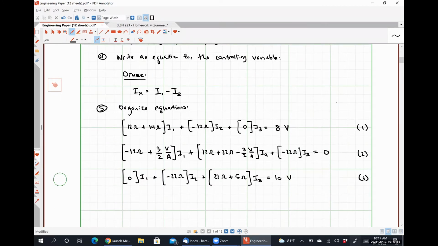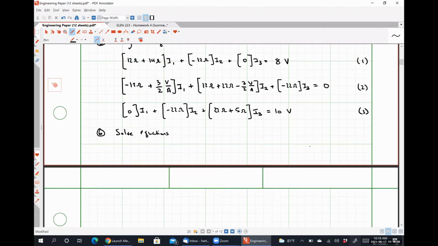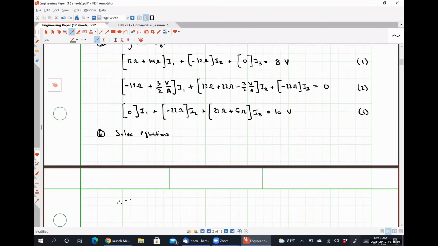So now we can solve our equations. So I'd like for you guys to throw this system into your calculator and tell me what the values for I1, I2, and I3 are.